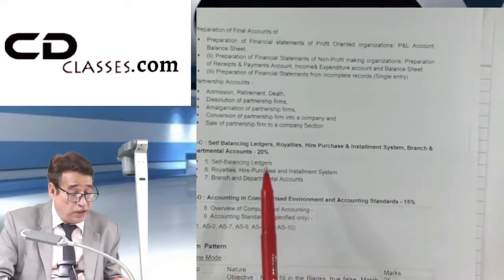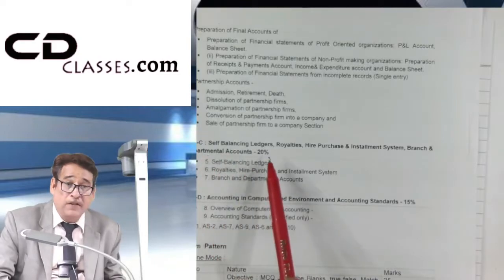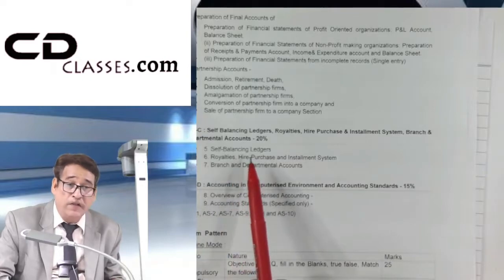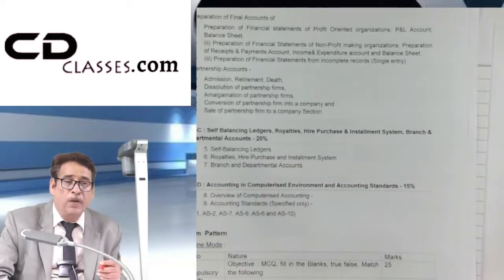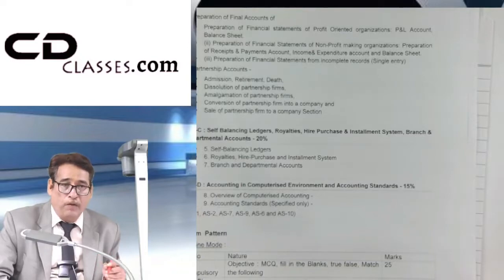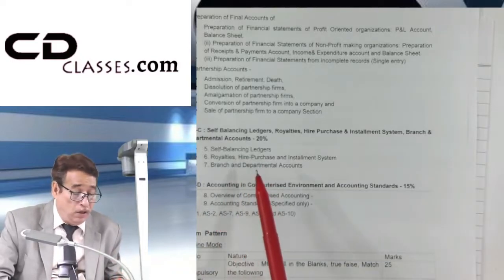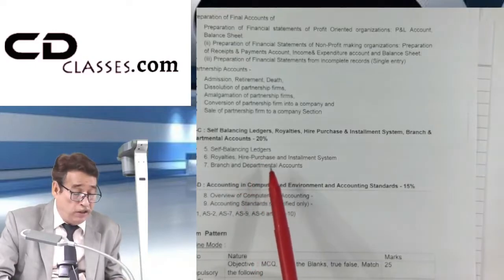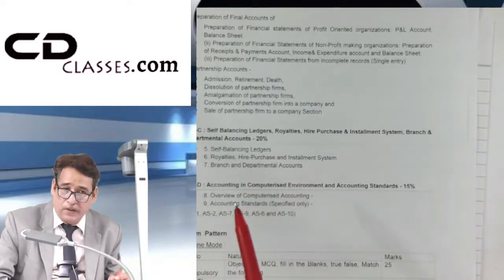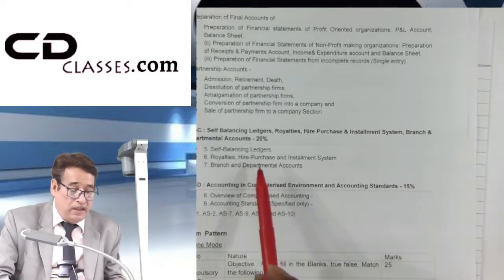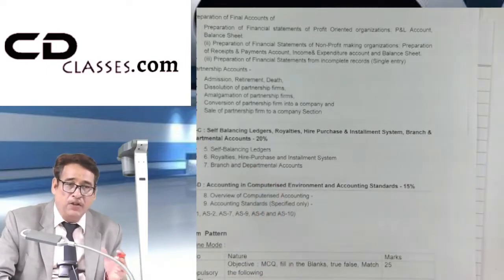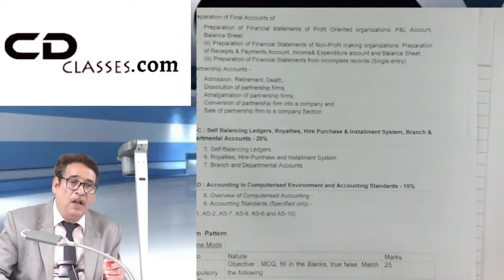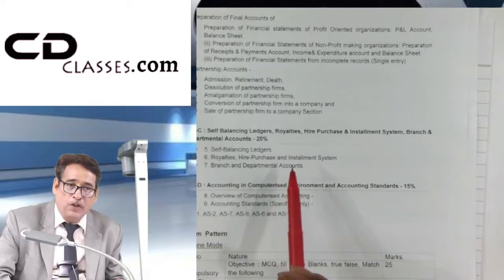Needless to add, then section C comprises 20%, and under that you will have to go through chapters like self balancing ledger. This chapter always gives a great amount of hiccups and problems to the student, but I'm sure once you do this particular chapter, you'll feel at ease with it. Then similarly, there are royalties, hire purchase, and installment systems. And you are lucky in the sense that now hire purchase transactions, this particular chapter earlier was quite long, but now it has been shortened. Correct? So up to repossession only you need to do.